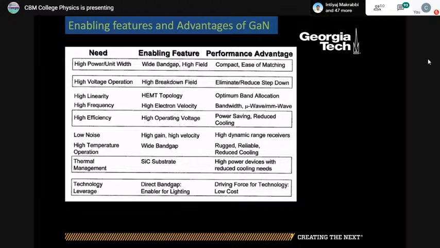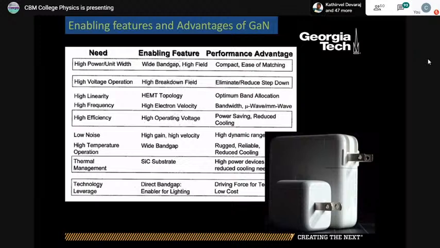Last but not least, I said with high power per unit width, you can have compactness. This is an Apple adaptor we are using right now, and this can be only 30% of the size if you change the chips in your adaptor from silicon to gallium nitride. This was demonstrated by UK researchers and also by MIT very recently, I think last year. They replaced all the chips of silicon with gallium nitride, and they reduced the size to 30% of the size we have right now.